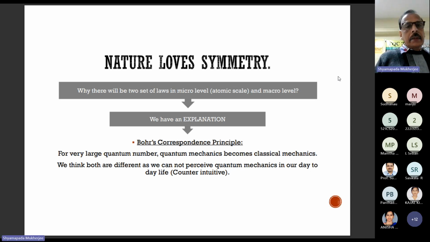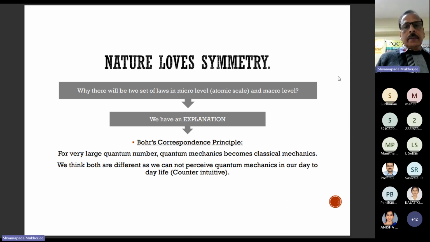We have an answer for that. It is called Bohr's correspondence principle. Bohr's correspondence principle tells us that for very large quantum numbers, quantum mechanics reduces to classical mechanics.